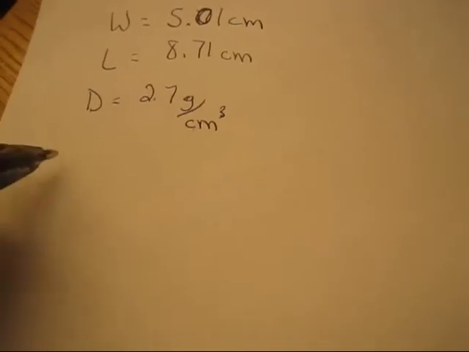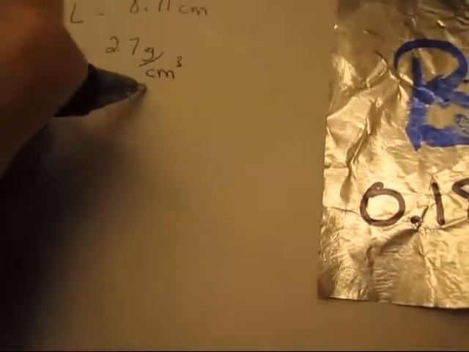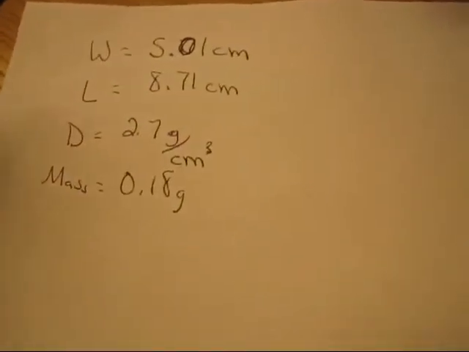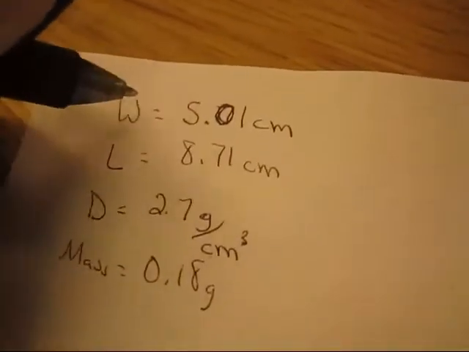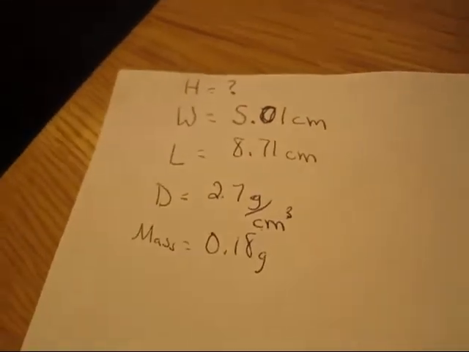Oh, and we also need the mass. So here's our mass. If we put it on the balance, this one was 0.18 grams. And what we're solving for is the thickness of the aluminum foil. If this is the length and this is the width, the thickness is actually the height, how high it is. Some of you were a little confused on the worksheet with that. So just the height.